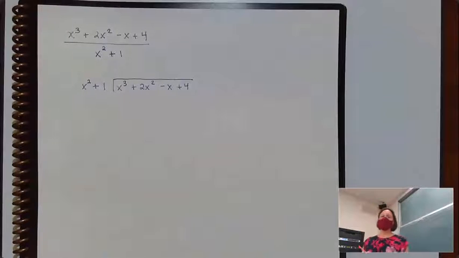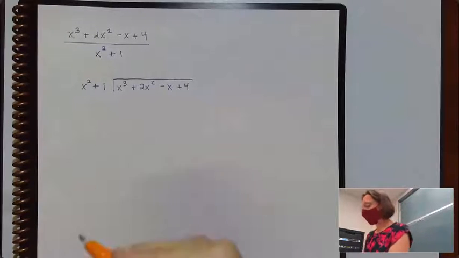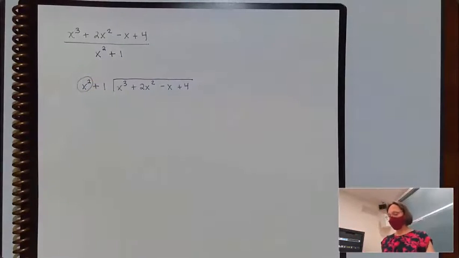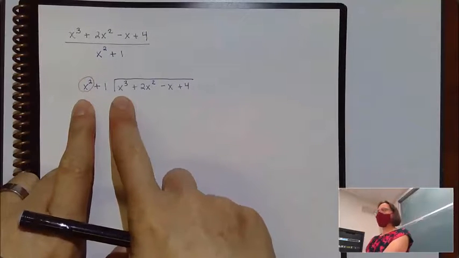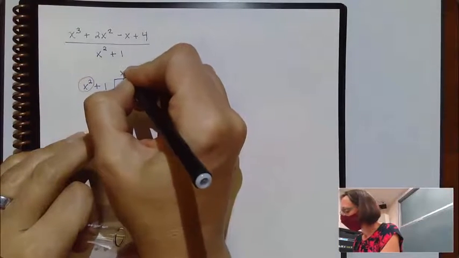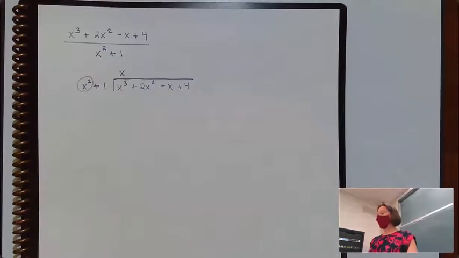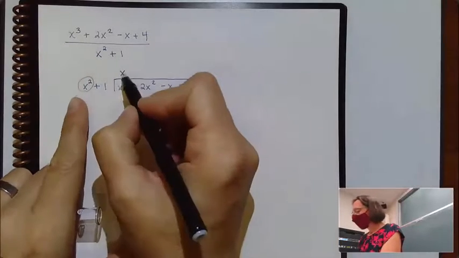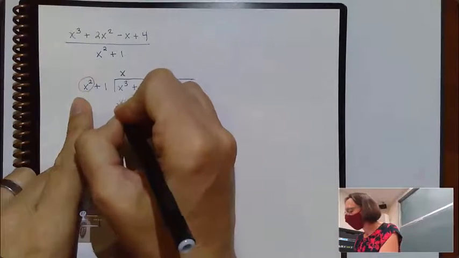Well, this time, because I'm going to be looking at the largest power of x in the denominator, I'm focusing on the x squared. First step, I ask myself, x squared times what is going to give me x cubed? And the answer here is an x. So I'm going to multiply that x down and distribute it to both pieces from the denominator. So I'm going to have x times x squared, which will give me x cubed.